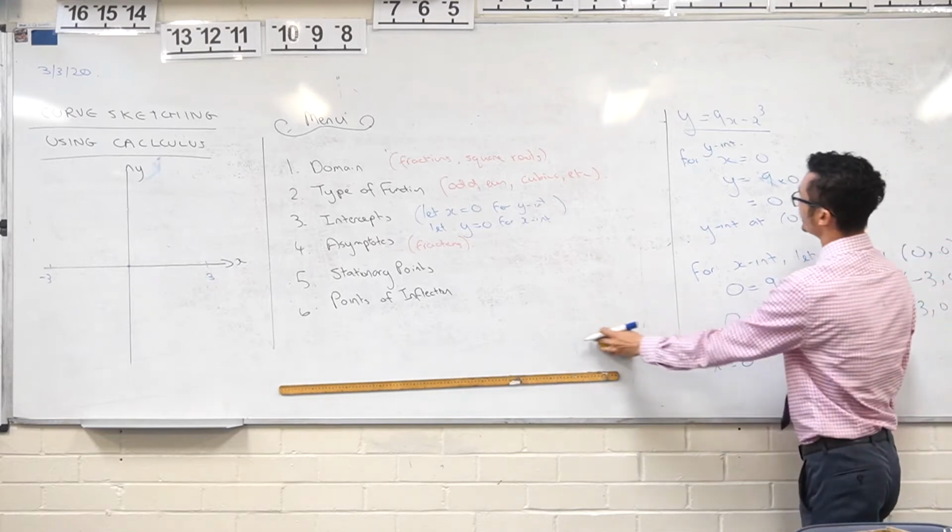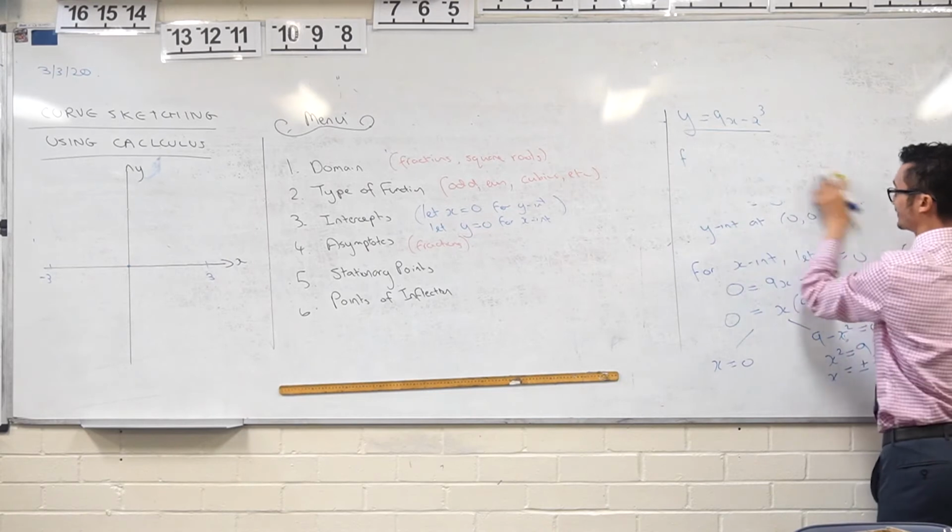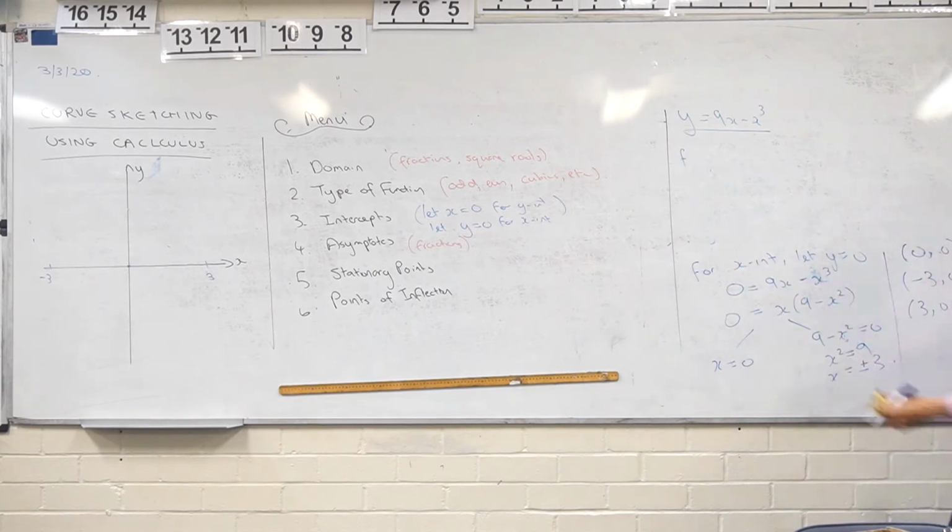So stationary points. Angus, can you walk me through how we can find stationary points for this function? Does anyone also need the x and stuff? Yeah, I'll leave it there.